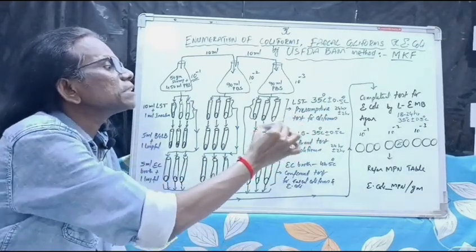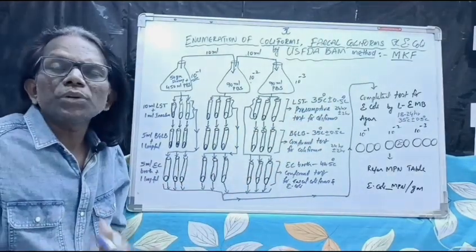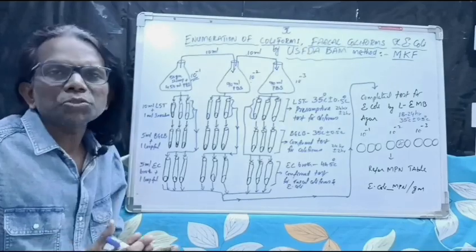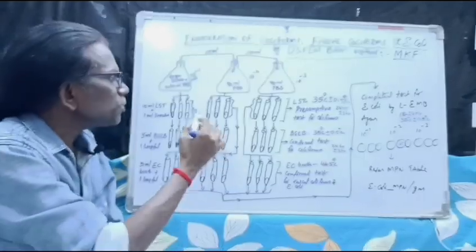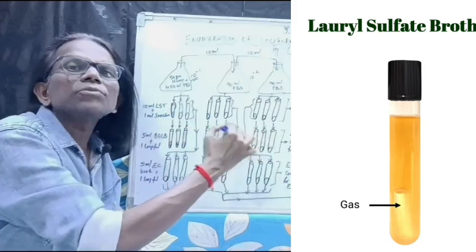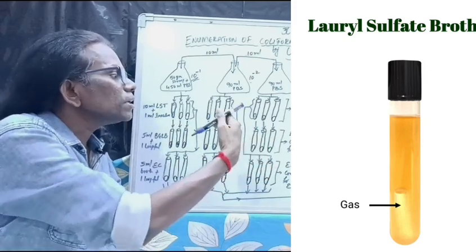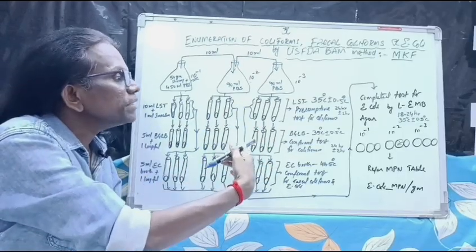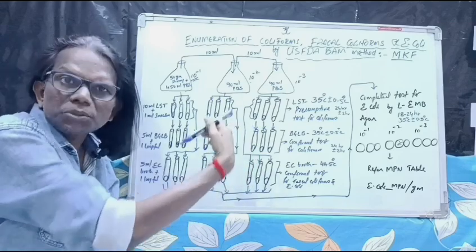This is called the presumptive identification test. We have to keep it for 24 hours plus or minus 2 hours. If gas formation occurs in the Durham tube after 24 hours, then note it and go for the further steps, meaning the confirmation test for coliforms.